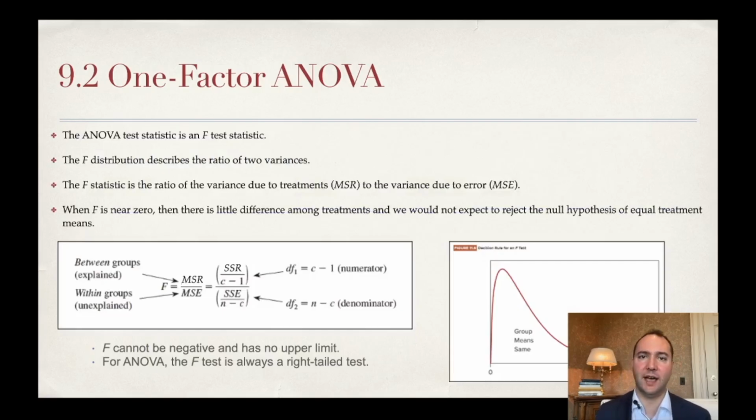Okay, so what is an F statistic? The F statistic is the most important value that we're calculating in ANOVA because it tells us whether to reject or fail to reject the null hypothesis. The ANOVA test statistic is an F test statistic, which comes from an F distribution. The F distribution describes the ratio of two variances.